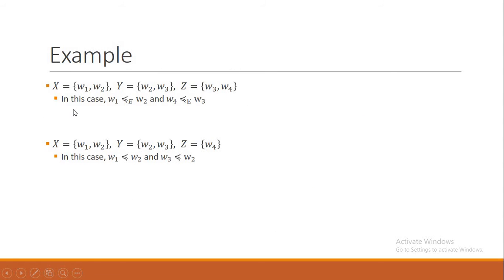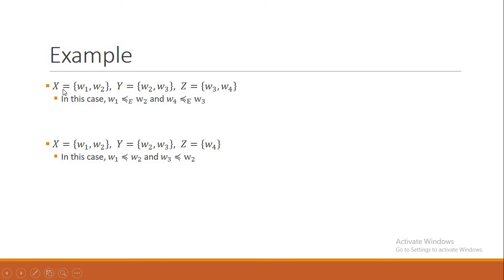And now this is just an example. So let's consider three pieces of evidence, X, Y, and Z, with these following worlds in them. In this case, W1 is less plausible or as plausible as W2. Now let's check that. What are the sets that have W1?